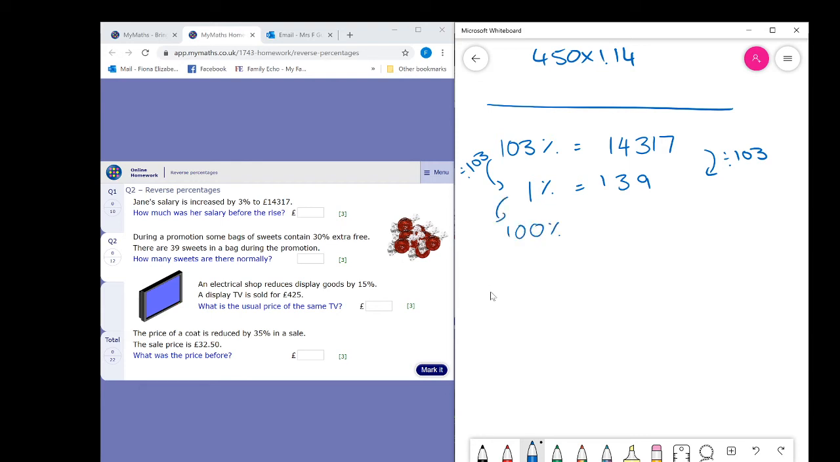Well, to turn 1% into 100%, I just times it by 100. So I have to do the same to both sides. You know, it's a bit like a ratio here, like the work you've been doing. So that's 13900. So that's how much she earned before.